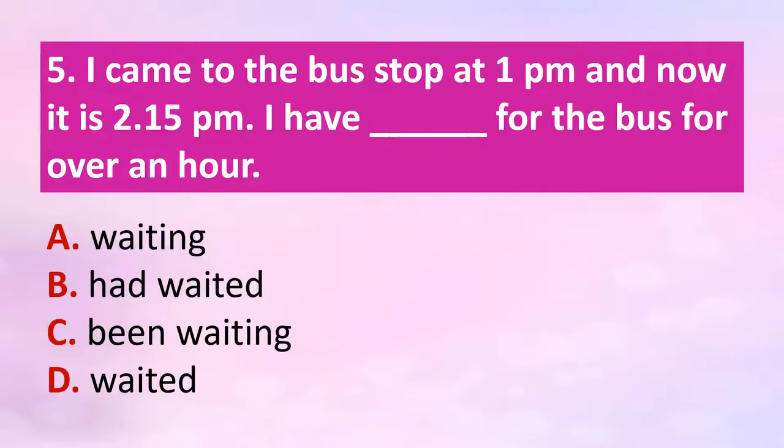Question number 5. I came to the bus stop at 1 p.m. and now it is 2:15 p.m. I have dash for the bus for over an hour. Option A, waiting. Option B, had waited. Option C, been waiting. Option D, waited. The correct answer is option C, been waiting. I have been waiting for the bus for over an hour.